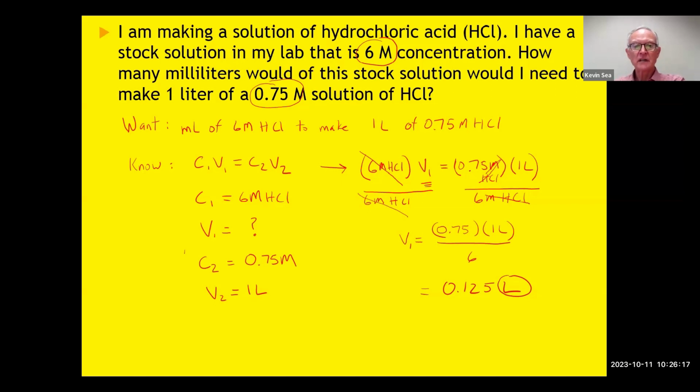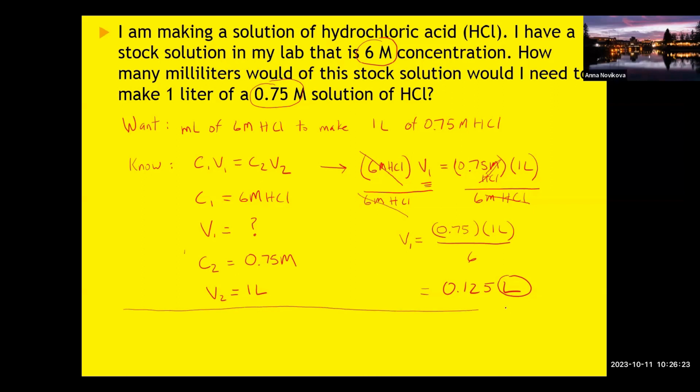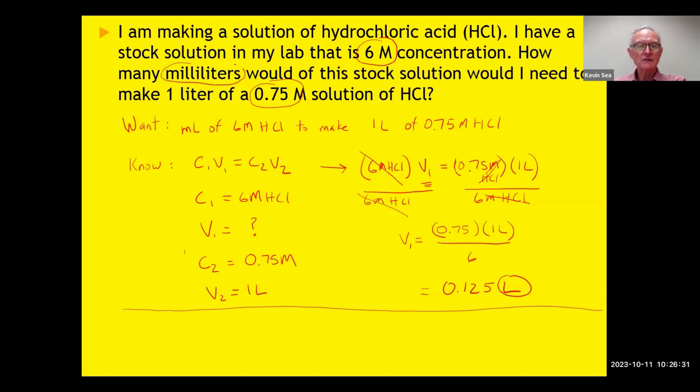All right, and Anna, you've got a question? Yes. The question is how many milliliters? So we need to translate that into milliliters, right? Oh, very good. I asked for milliliters. So let's do another conversion, using our conversion factor for liters to milliliters. It's 1,000 milliliters per liter. And so that equals 125 milliliters. All right, and that's how much of our stock solution we need. That was the answer. Any other questions?